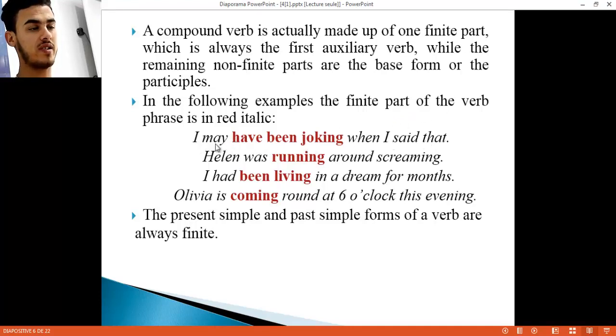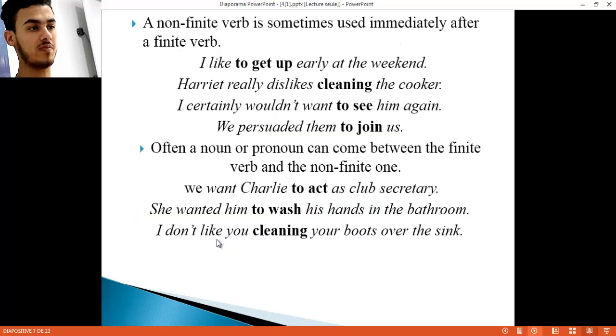So here the verb is may. Have been joking. We have to see that have is not conjugated, and we have the gerund with ing also. Here we have a compound verb consisting of the first verb and the second part, which is in the non-finite form. Helen was running. Running also here is a non-finite form. The present simple and the past simple forms of a verb are always finite. So take the rule that every verb that is conjugated is a finite form.